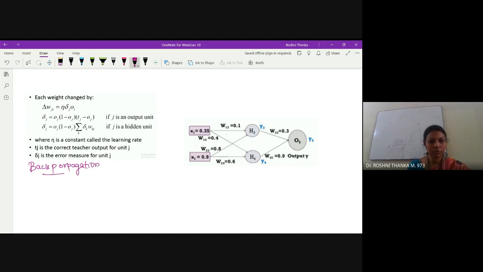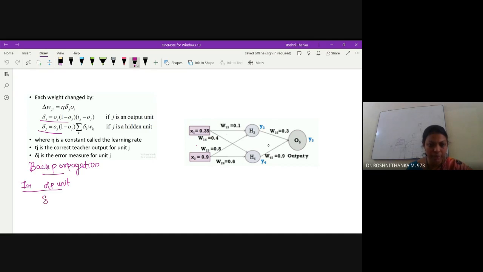First, back propagation means we have to move from the last, which means from the output node or the output layer. So first we are going to find the error for this perceptron, that is O5. Okay, so let us do that. For the output unit, we are going to find the error. We know if it is an output unit, this is the formula, and if it is a hidden node, this is the formula.